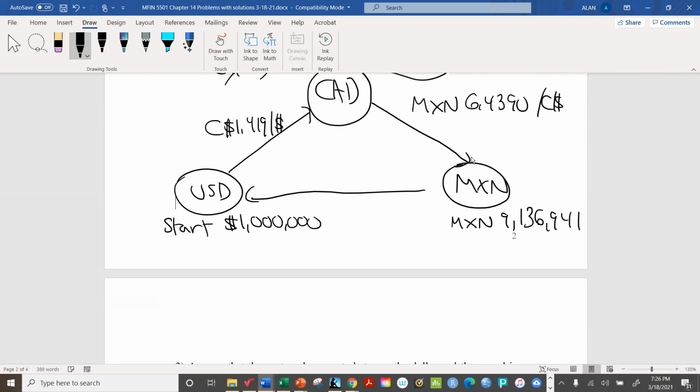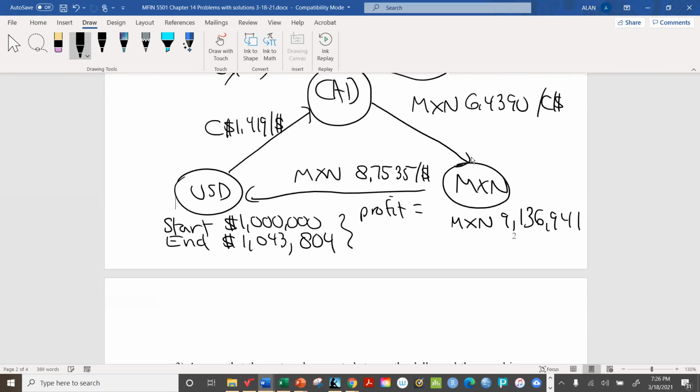They have to be converted into dollars at the exchange rate of 8.7535 per dollar. All right, so this time we're going to divide. All right, so if you look at this, 9 million plus pesos over 8.75 pesos per dollar, clearly that's going to leave us with more than $1 million. Okay, and so that ratio ends up being 1,043,804. So the profit is obviously the difference between those two, $43,804.